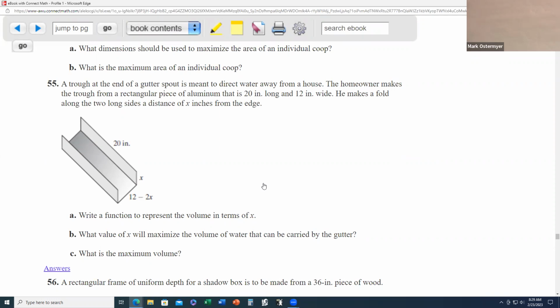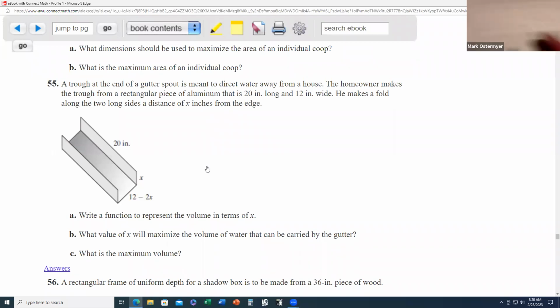Okay, so first of all, do we understand that picture there? They have a piece of aluminum 20 inches long, and they fold it in x inches from each end, and then fold up along those lines to form this canal, if you will, or this gutter that can channel water away from the house. Notice this dimension here is 12 minus 2x. Why? Because they tell us the entire piece of aluminum was 12 inches wide. But if you take x inches away for this height and x inches away for this height, that leaves you with 12 minus 2x inches left for the remaining width here. So do we understand this picture? Does that make sense?